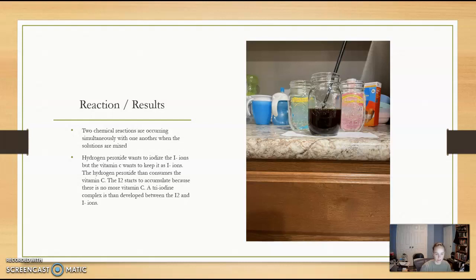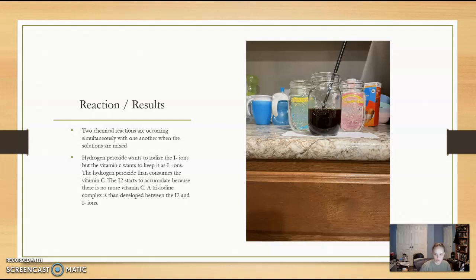This meant that the I- ions were made into I2, and then the I2 starts to accumulate because there is no more vitamin C, and then this makes a triiodide complex between the I2 and the I- ions, ultimately causing that color change that we see between the two solutions interacting.